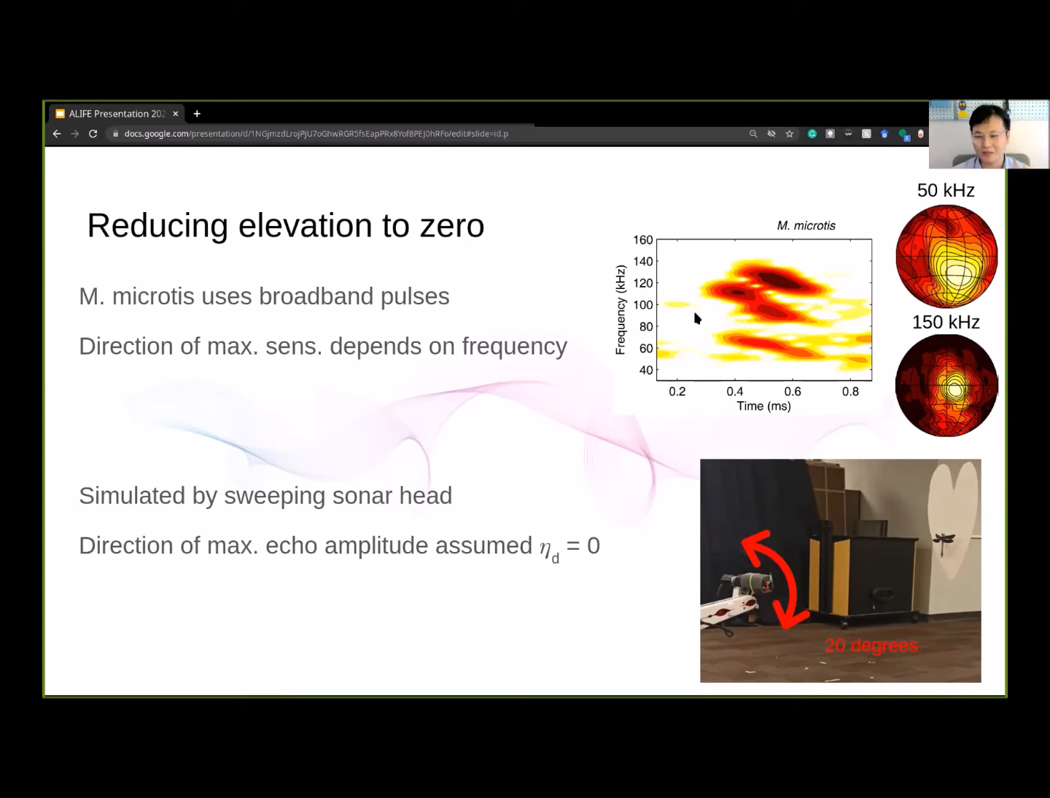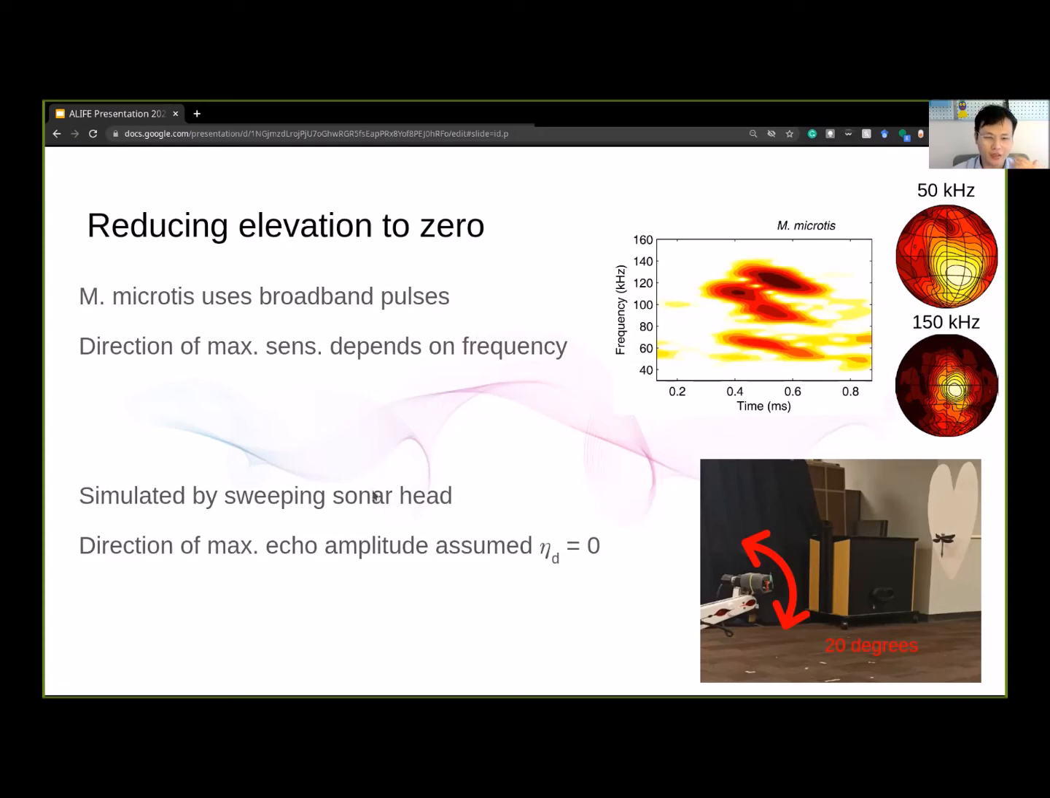So that is embedded in the ears of the bat. As you can see here, this plot shows the sensitivity to a sound or to an object at different angles for different frequency bands. So for example, for a 50 kilohertz frequency pulse, the bat can see the object around negative 20 degrees, and at 150 kilohertz, the bat can see well at the center.